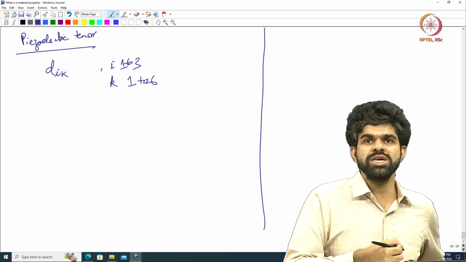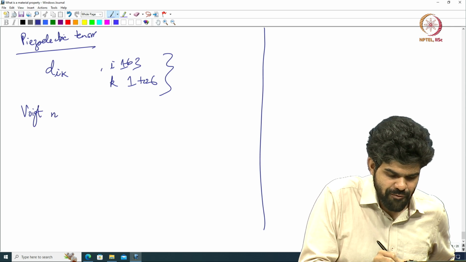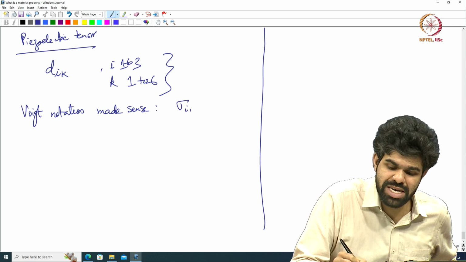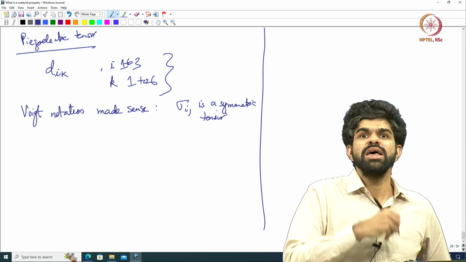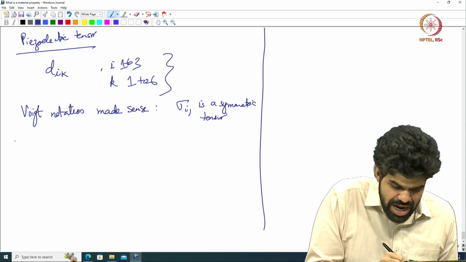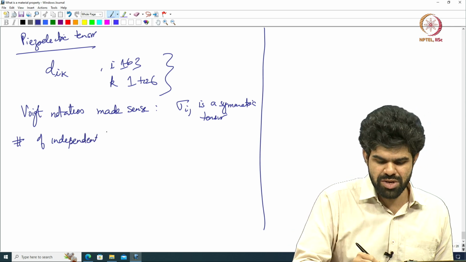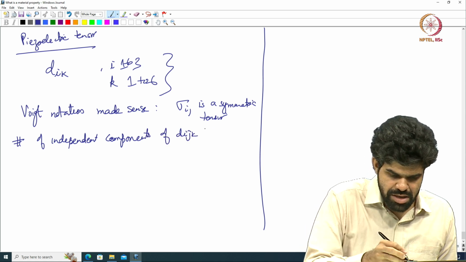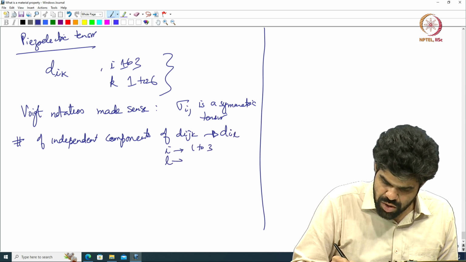Why am I able to use Voigt notation in the first place? That is because I am able to use it just because sigma_ij is a symmetric tensor. Okay. So, since sigma_ij is a symmetric tensor, I could use Voigt notation to explain piezoelectricity, and if I calculate the number of independent components without doing any symmetry operations, right, the number of independent components of d_ijk, which I can write as d_il, where i goes from 1 to 3 and l goes from 1 to 6.